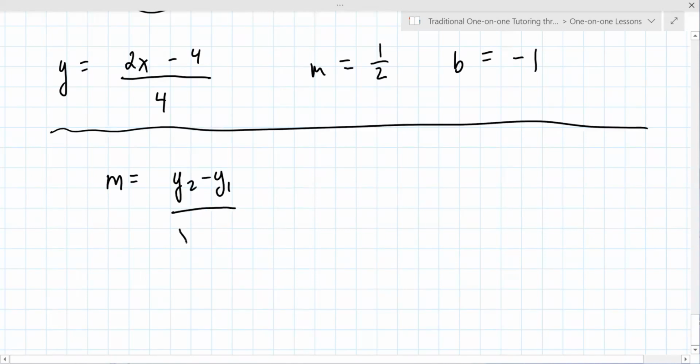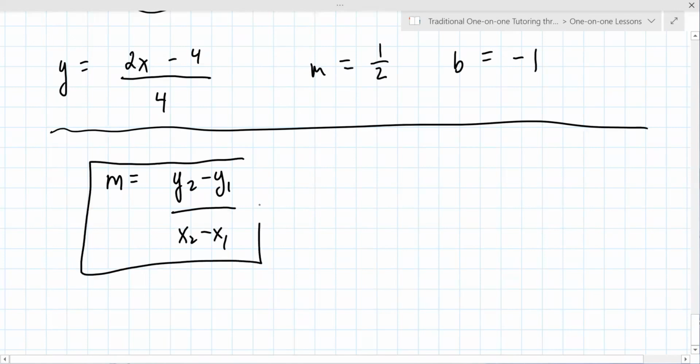Yeah. Oh, yeah. Okay, so we're going to use this. If you don't have this down in your notes, you definitely want to write it down. The first thing I'm going to ask you to do is find the slope between 2 points. Okay, so let me give you a problem here.